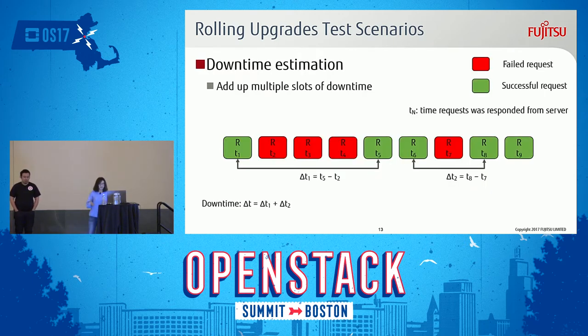And our estimation of the service downtime. With respect to performance, at this moment we are mainly focusing on the API service downtime. We may have multiple slots of API downtime. So we record all of the responses we receive from the API requests we send to the cluster, and we simply add up all the slots of downtime we encounter during these API requests.